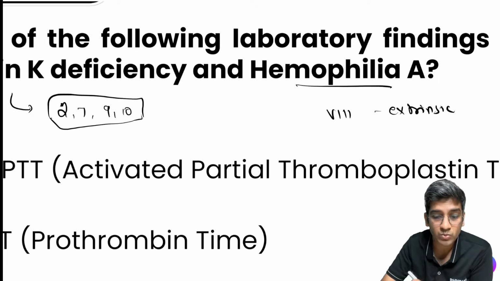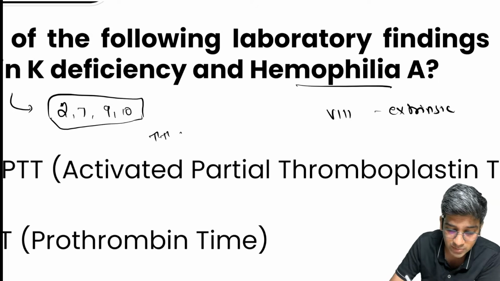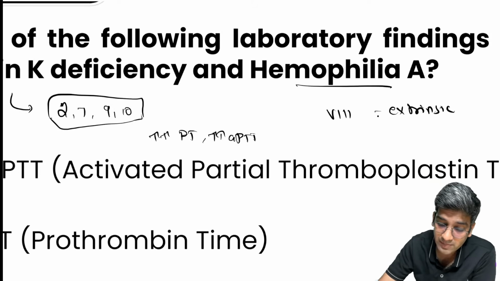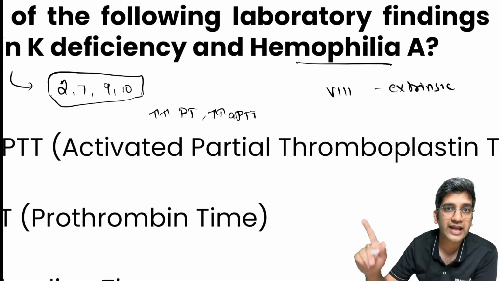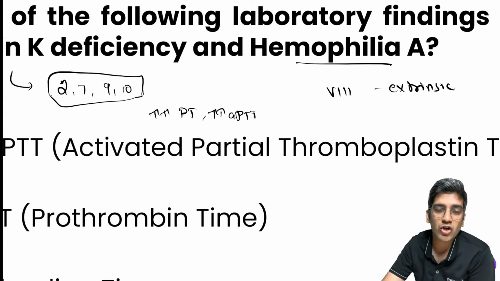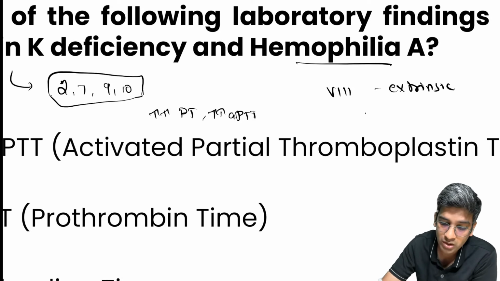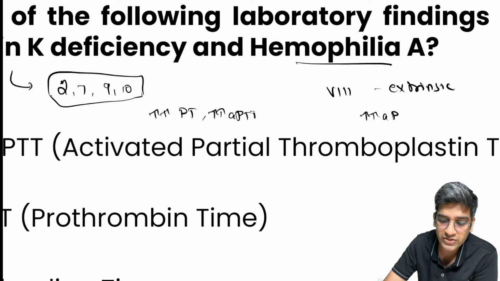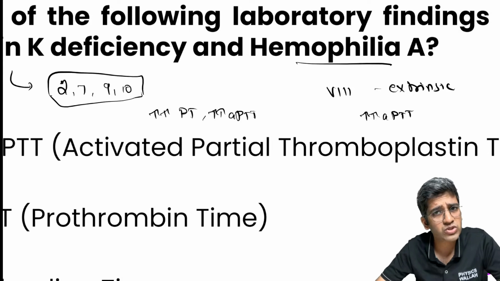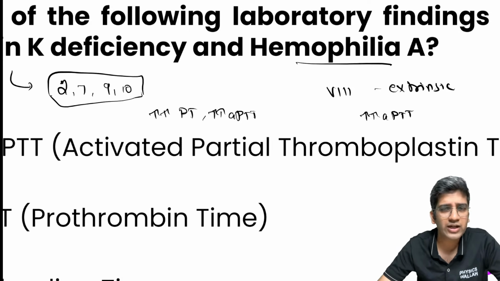So with 2, 7, 9, 10, I have the common pathway involved. When the common pathway is involved, it will surely increase both PT and APTT. What will be the only thing elevated with factor 8 involvement in hemophilia? PT or APTT? It will involve only APTT, an isolated APTT elevation. See, both of them are going to cause coagulation factor defects: 2, 7, 9, 10 and factor 8.